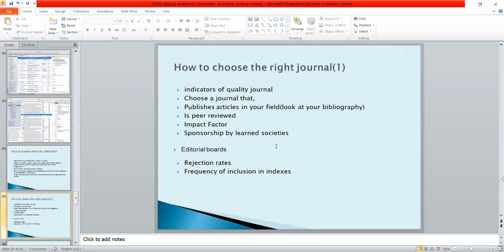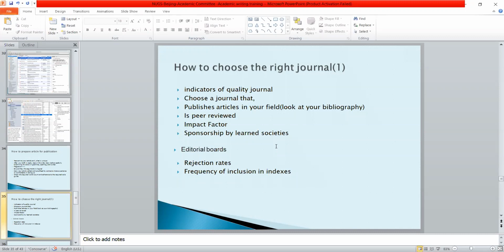Then another very important thing in choosing a journal has to do with the impact factor. Is the journal contributing to knowledge? If it's contributing more to knowledge, there's a classification for it. We have high impact, medium, and low.